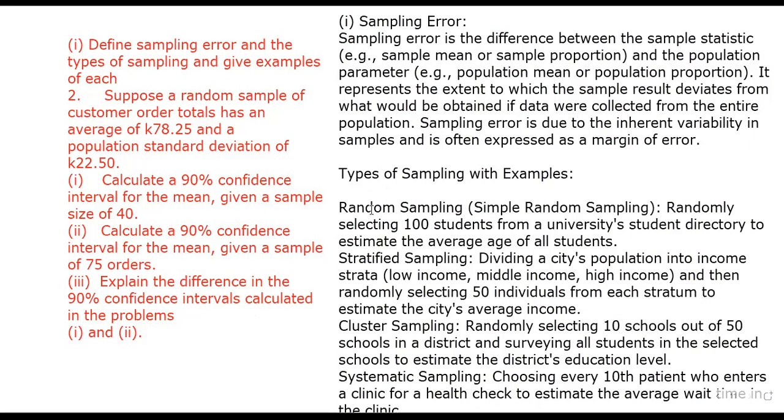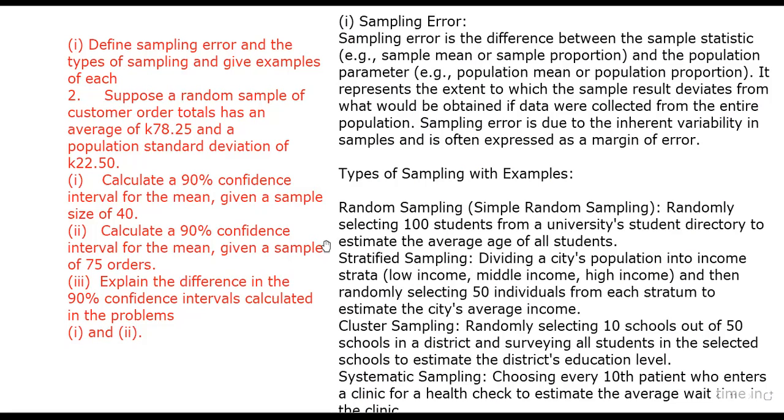Types of sampling with examples. Simple random sampling: you can randomly select 100 students from CBU or UNILAS to represent the MBA class. Stratified sampling: dividing the city into income levels, low, mid, high, then you pick 50 from each of these levels. Cluster sampling: you pick maybe 7 out of the 10 provinces in Zambia. Systematic: you go to check who has HIV, you pick every 10th patient in a bed. That is systematic sampling. All right, are we following? Yes, we are.